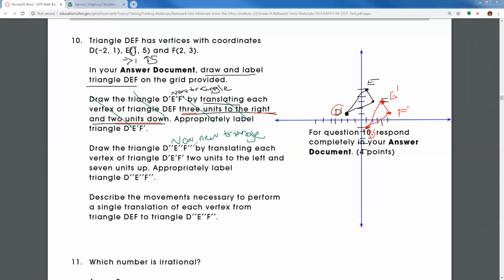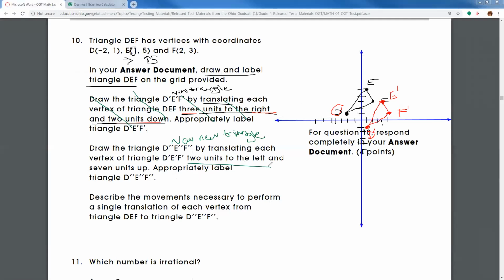By translating each vertex of triangle D prime, E prime, F prime. Usually when they do a problem like this, it's never going to go back to the original. We're never going back to the black triangle. Now we're going to take the red triangle and do something to that triangle.